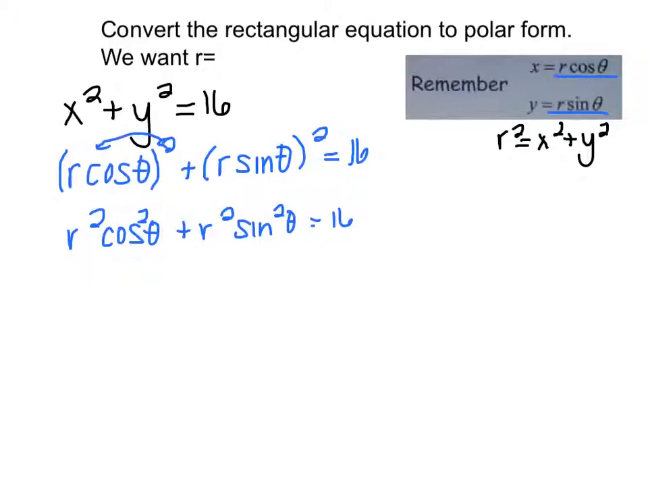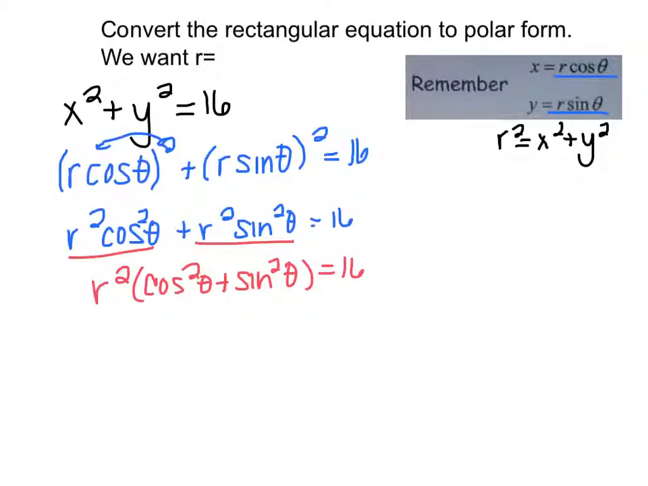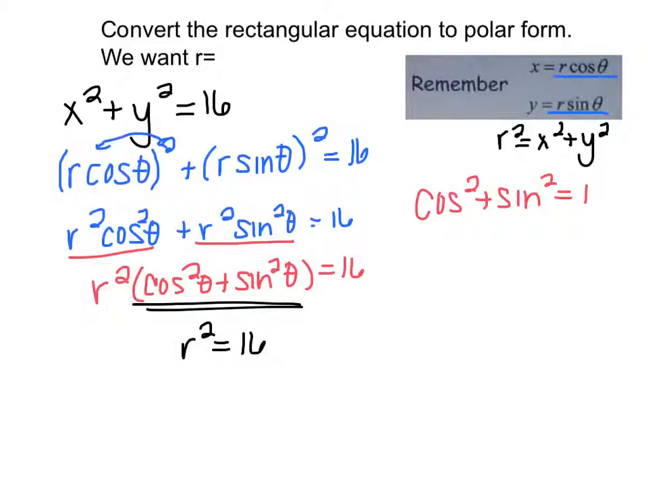Well, if we want to solve for r, our goal is to isolate r. So notice we have an r in both of them, so let's distribute out. So I'm going to distribute out an r squared. And when I do that, I'm left with cosine squared theta plus sine squared theta equals 16. So let's go back to that unit where we had Pythagorean identities. Remember, cosine squared plus sine squared equaled 1. So what I'm going to state right now is that equals 1. So what I have is r squared equals 16.